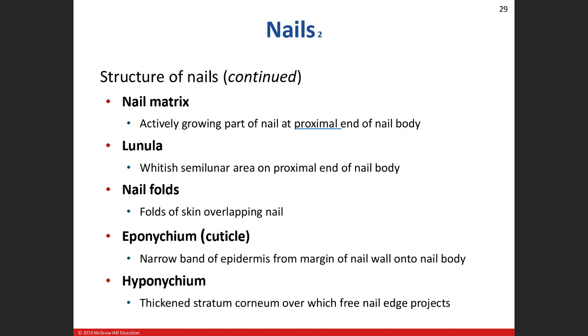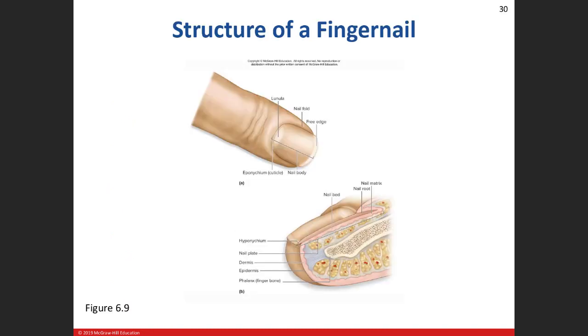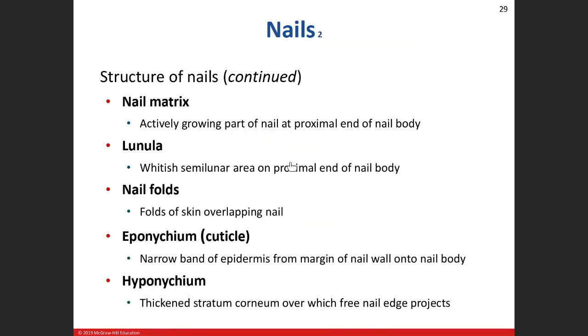If you notice on the nail here, you have this white portion. That's the lunula, and that is a thickened region of the tissue, and that's why it appears white. It's very thick, so we can't get the underlying capillaries to show through.